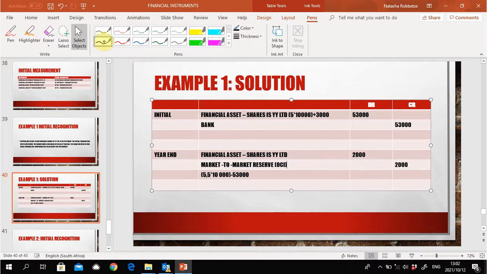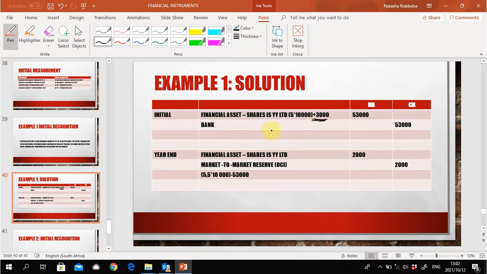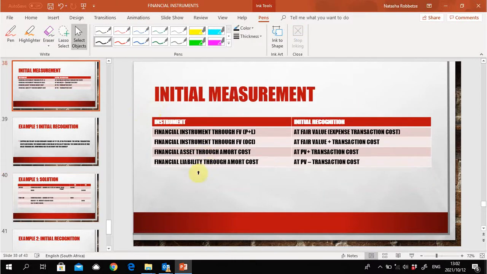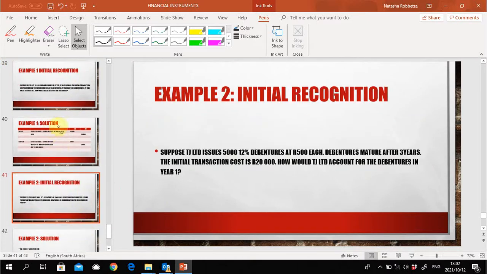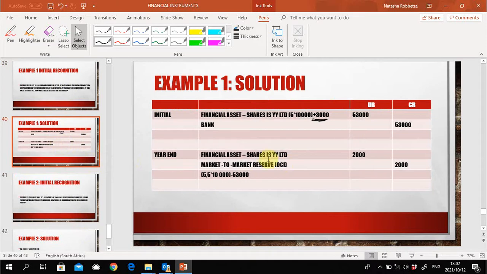So what is important here is to notice how the transaction cost was added. And there's the rule. It says it's a financial instrument, fair value OCI, so you take the fair value plus the transaction cost when you initially recognize it, on the date that you buy it or the date that it is issued. Right. So there's the mark-to-market reserve because it's OCI, and those are the journals that you would have done there.